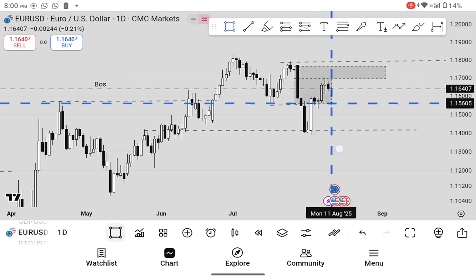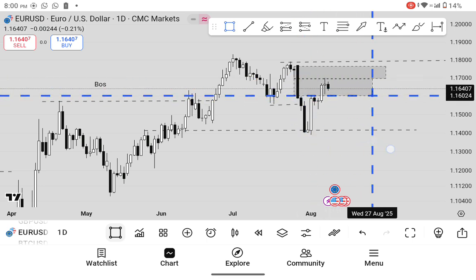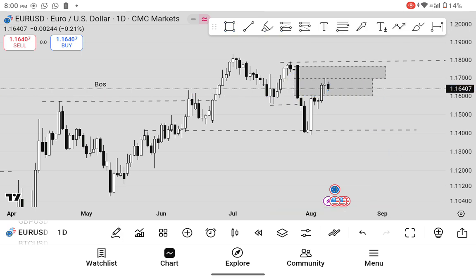And you see this fair value gap was actually large. Really, this is a big fair value gap that the market needs to go through, tapping the order block before giving us now our sell move to the downside.